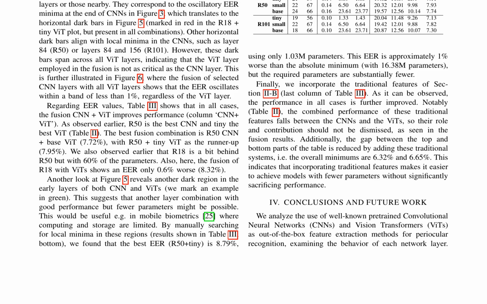Finally, the incorporation of traditional features from section IIB further improves performance in all cases, with the combined performance of these traditional features falling between the CNNs and the ViTs.